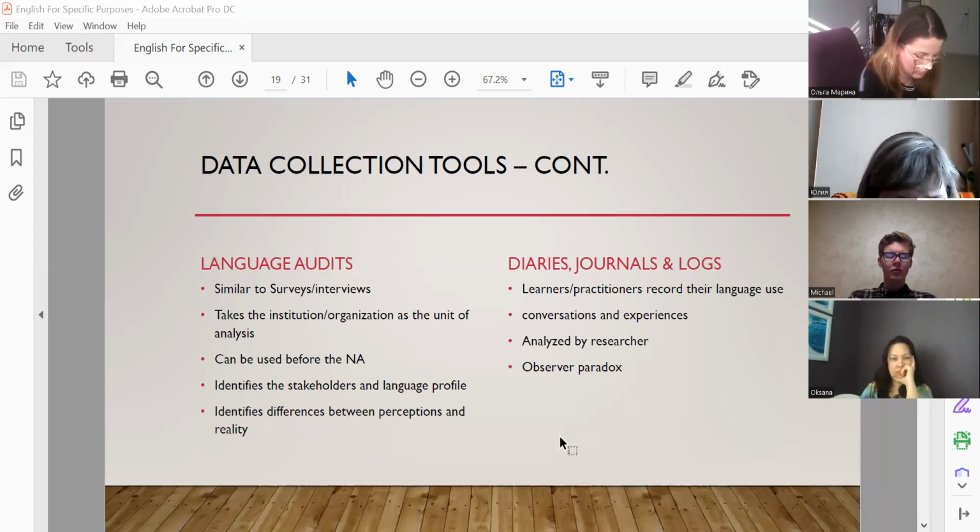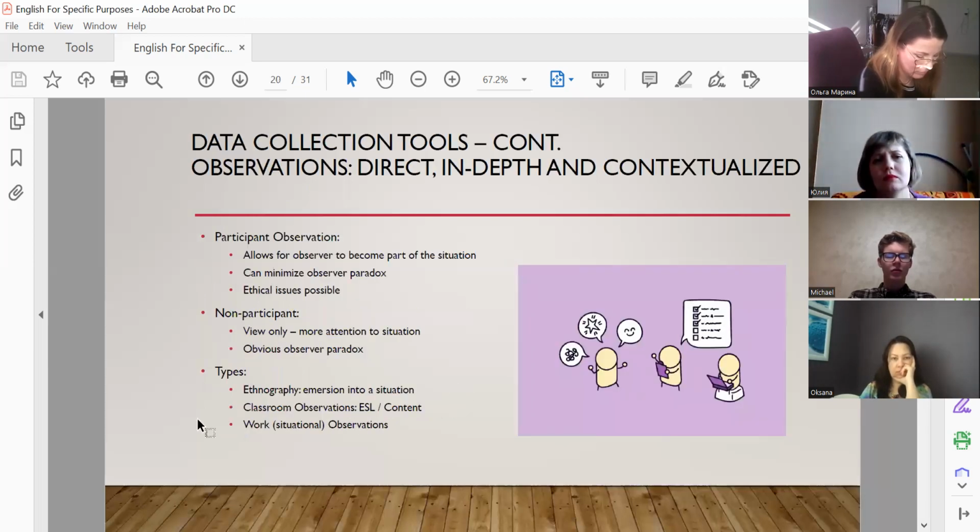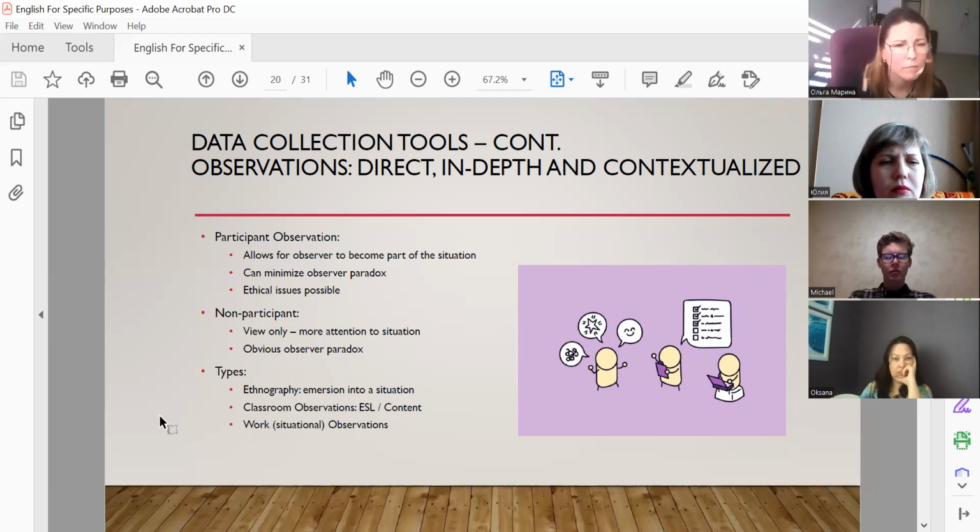Of course, Michael, you mentioned observation at the beginning of the session. Direct, in-depth, and contextualized. So those are all collection tools that can be used to help us prepare, to identify stakeholders, to see what the needs are when preparing the course. Participant observation allows the observer to become part of the situation. So you can go to a chemistry lesson or some other lesson or some situation when they use English and see what it is that they need.